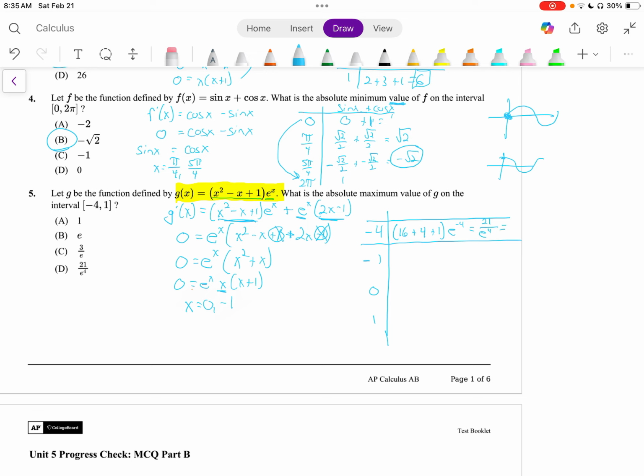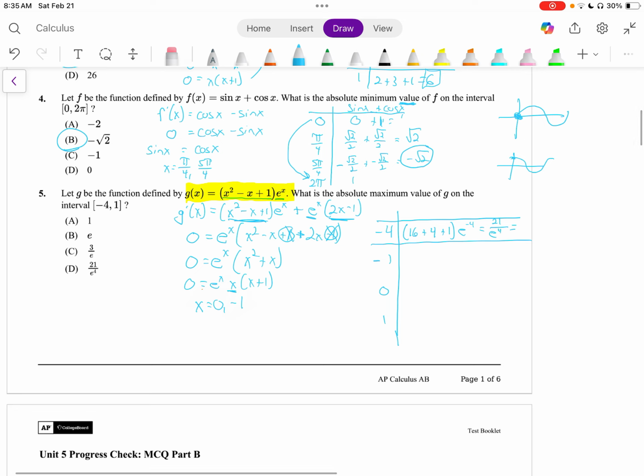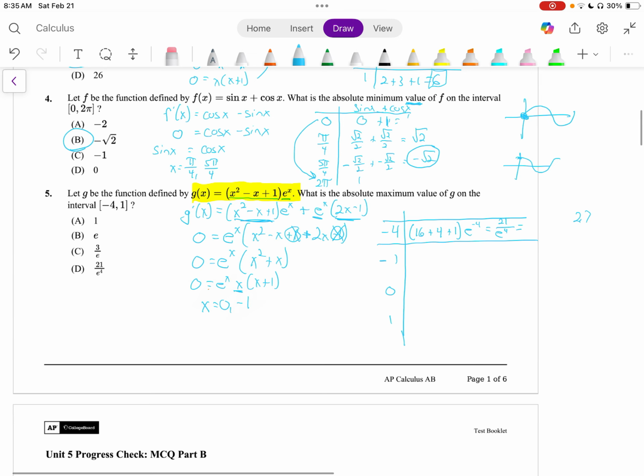Well, I don't know exactly what that's equal to. e to the 4th is going to be, well, e is 2.7 something. So 2.7 to the 4th. Even just thinking 2, well, even 2 to the 4th is 16. So this is 21 over something bigger than 16. We'll think about that later if we need to get a better estimate.